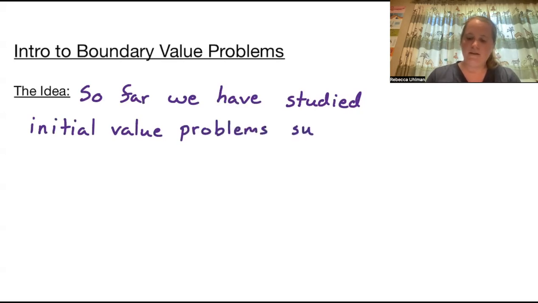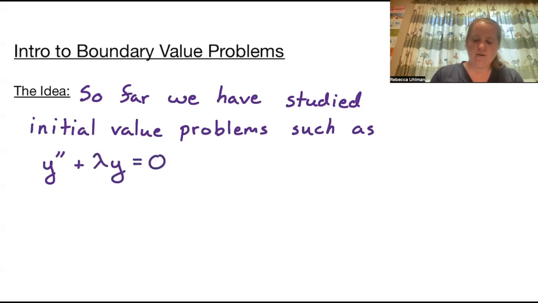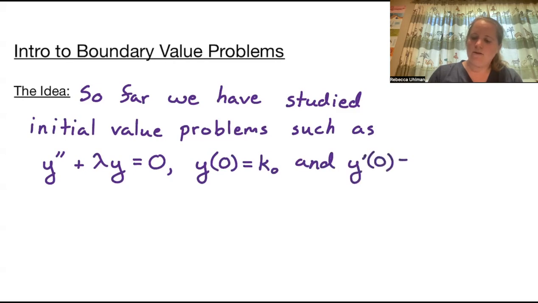Such as y double prime plus, I'm going to do a specific one, y double prime plus lambda times y is equal to 0, with initial conditions y of 0 is equal to some initial condition, but actually, let's go with k naught, and y prime of 0 is equal to k1. So where both of our conditions were on the initial value for t.